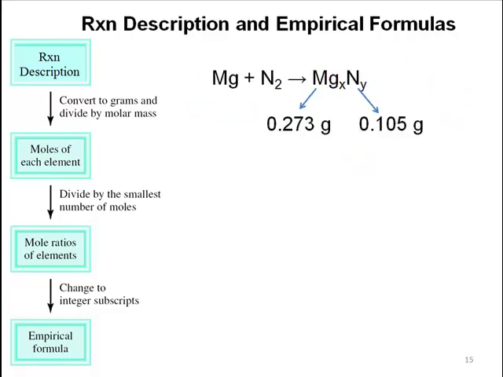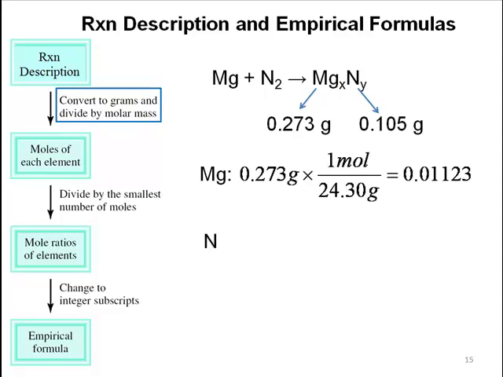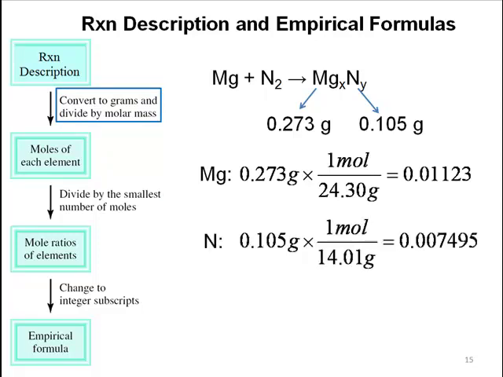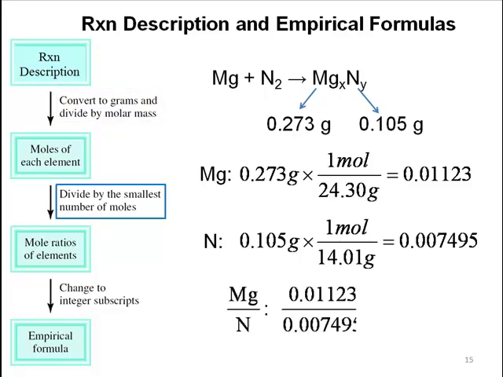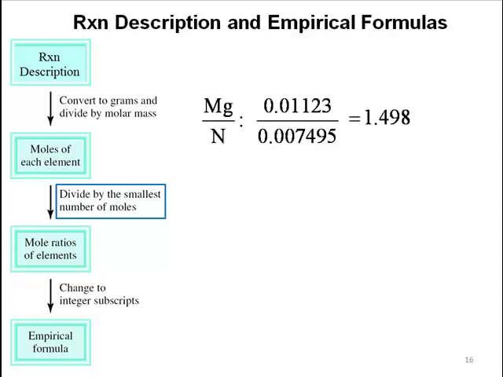So now you have the masses. Once you have the masses from the reaction information, convert the grams to moles. So same thing here, grams to moles. Which one is smaller? Looks like the bottom one. So Mg over N, top divided by bottom equals 1.498. Now is that a whole number? Now what do we have to multiply the whole thing by then? Multiply the whole thing by 2.